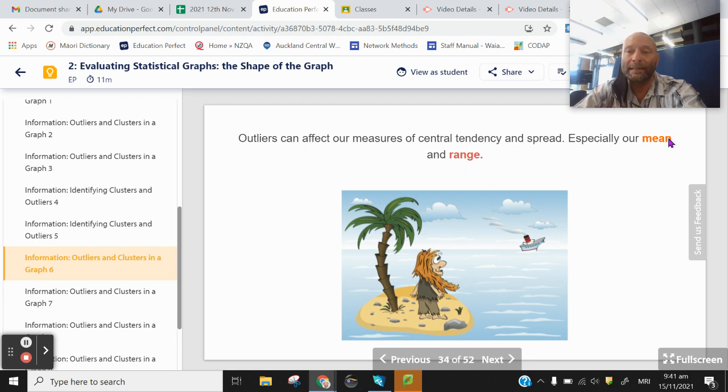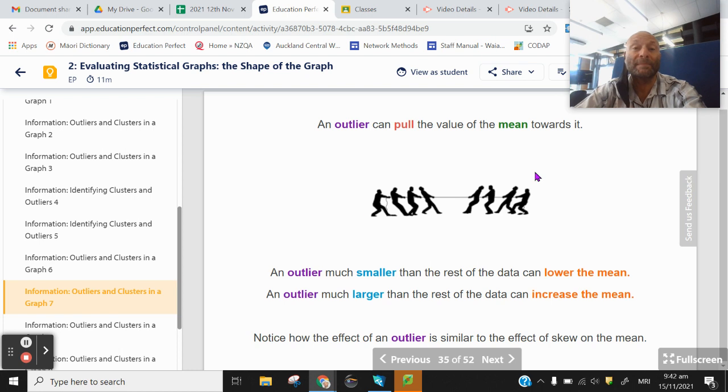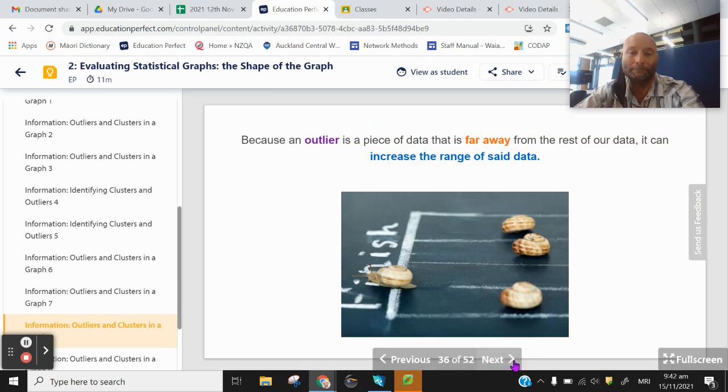We said that the mean is affected by those outliers; specifically, the outlier pulls the mean in that direction. Please make sure this is in your notes. The outlier can pull the value of the mean towards it. An outlier much smaller than the rest of the data can lower the mean. An outlier much larger than the rest of the data can increase the mean. Notice how the effect of an outlier is similar to the effect of skew on the mean.